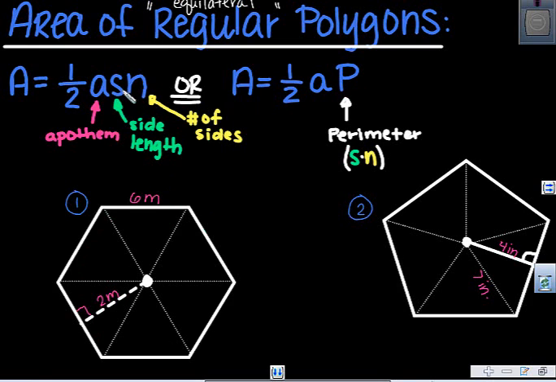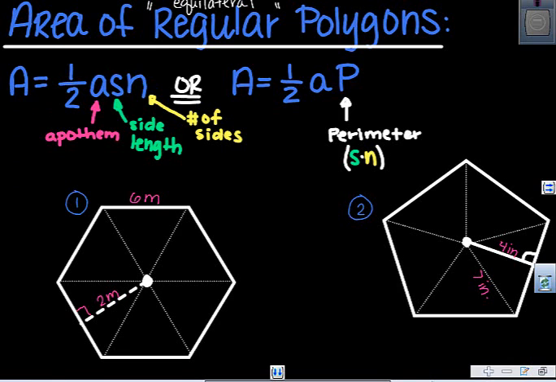Again, there is an alternate way to write this. Instead of S times N, you could write a capital P, which stands for perimeter. The perimeter is the side length times the number of sides. So you're just replacing SN with P. And that works, side length times number of sides, because it's equilateral. Those sides are all equal length. So either one of those is fine. I'm going to use this first one.